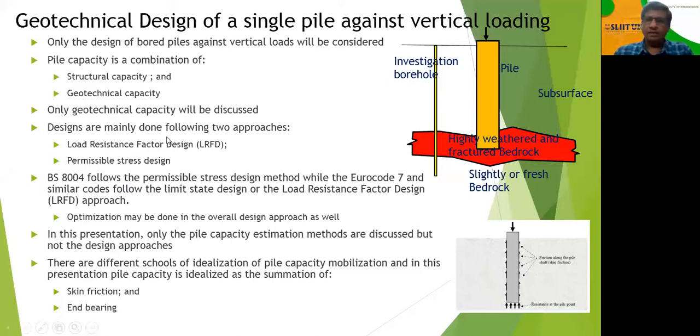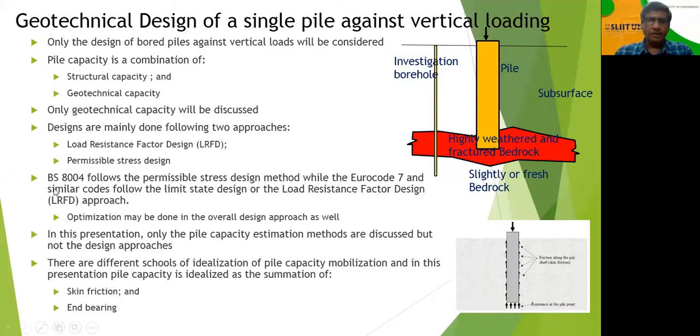When we consider the design approaches, we have basically the resistance factor design method, that is based on limit state design, and permissible stress design. In the permissible stress method we have a factor of safety, and then we divide the mobilized ultimate capacity by the factor of safety, and then use that as the allowable capacity. That is the method that we generally use in Sri Lanka.